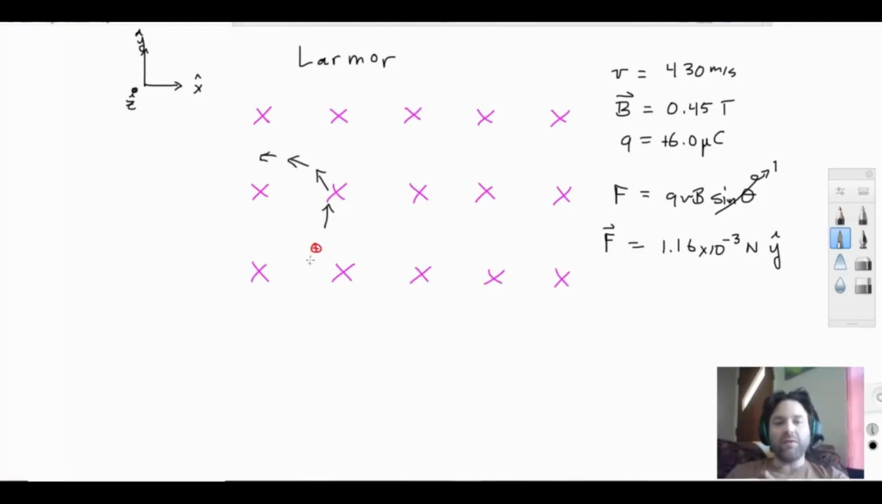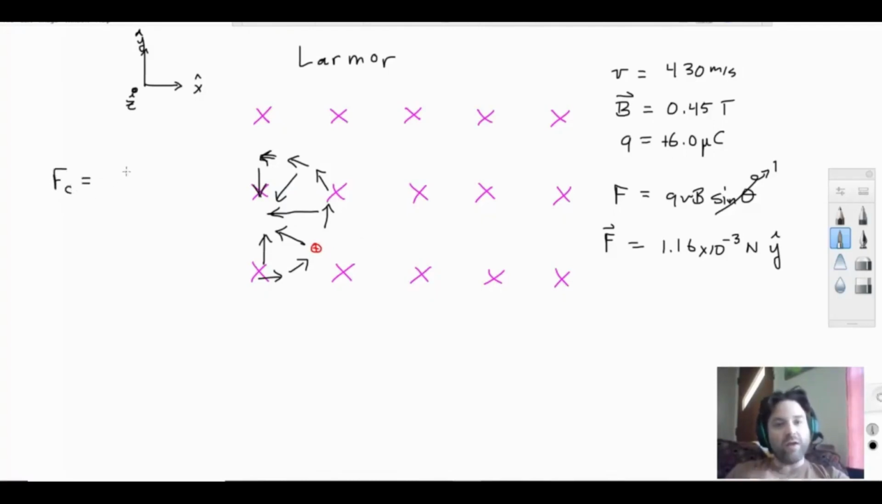So hopefully you can see the trend here is that it always has a perpendicular force to the direction of its motion, which means that it's circular motion. Now, we may remember what that is. That circular motion is centripetal force. What is a centripetal force?